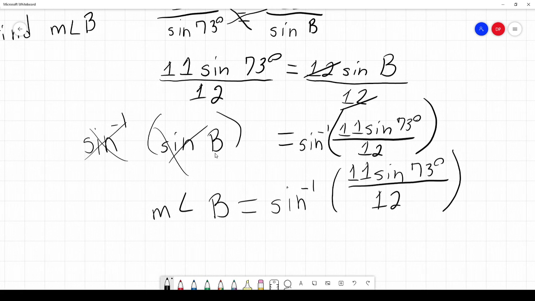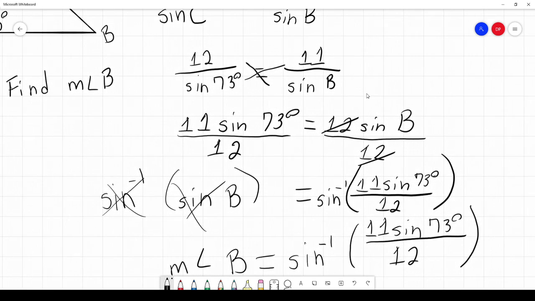So whenever you're finding an angle and you have something like this, like you're taking the sine, or it could be cosine or tangent of that angle, what you're going to do is end up using the inverse trig functions to find that angle. Okay, so if this was, for example, tangent of B, you would do inverse tangent of both sides. Okay, and then you would have a measure of angle B, and over here you would have inverse tangent of whatever was over there.